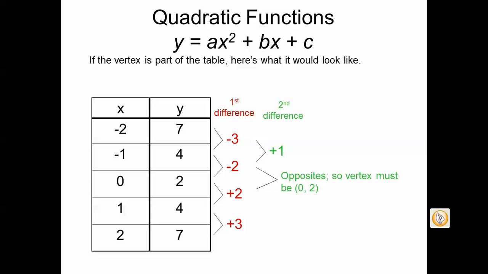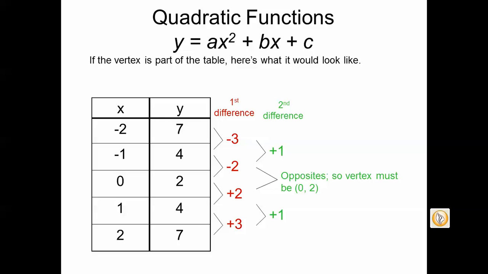What I'm stating here on the screen, it says opposites. We have negative 2 and positive 2. Those are opposite numbers, so the vertex must be somewhere right between these two numbers. The vertex is here at 0, 2. If you look at your next difference, 3 minus 2 is 1. Our second difference is the same, other than this middle point.